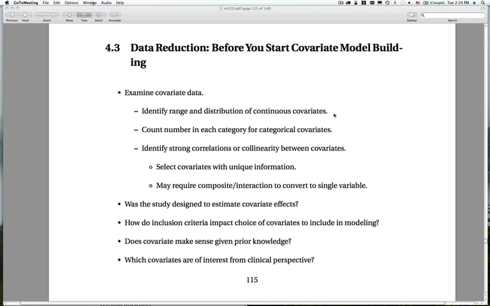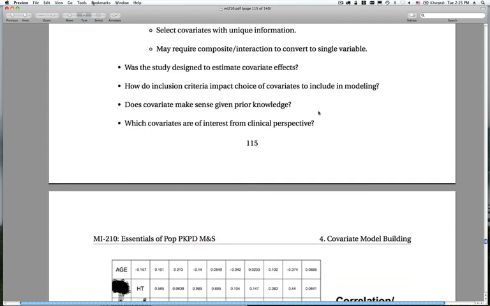Does the covariate make sense given prior knowledge? Is it consistent with your understanding of the science behind this particular drug? And which covariates are of interest from a clinical perspective? What are the disease states? What are the patient characteristics for which this drug will be used, and how do they impact the PK? You can propose some of these questions quite easily ahead of time if you understand the patient population.